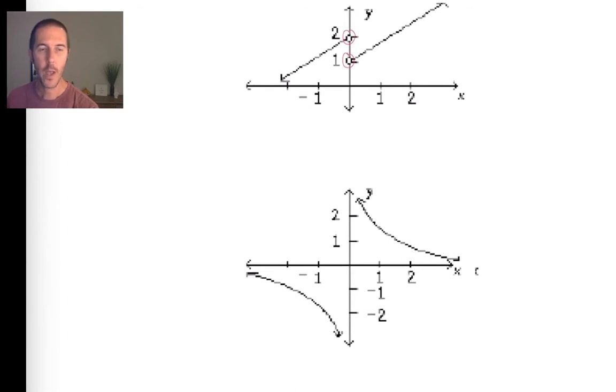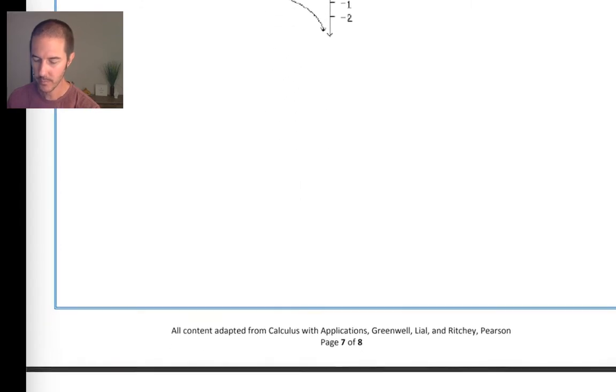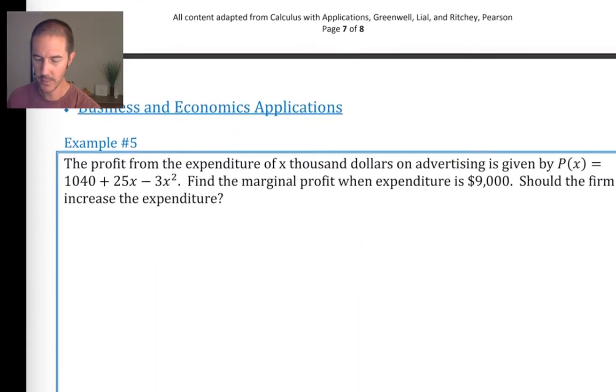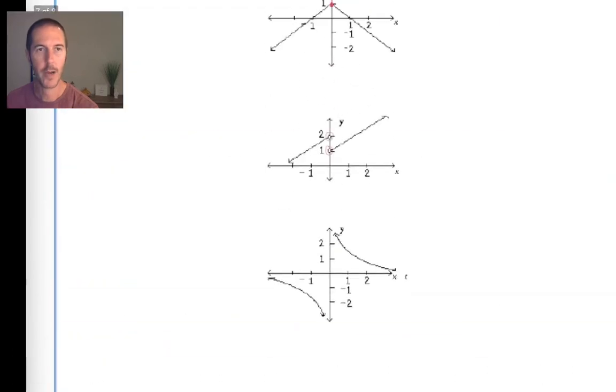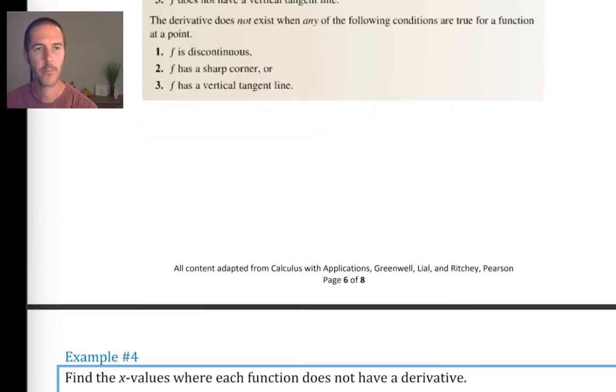And this function, when is this function not differentiable? Here it's not differentiable at 0 again, but for a different reason still. Here it's not differentiable because at x equals 0, we have a vertical asymptote. So just some visual examples of some of those conditions that we talked about in that previous box right here.